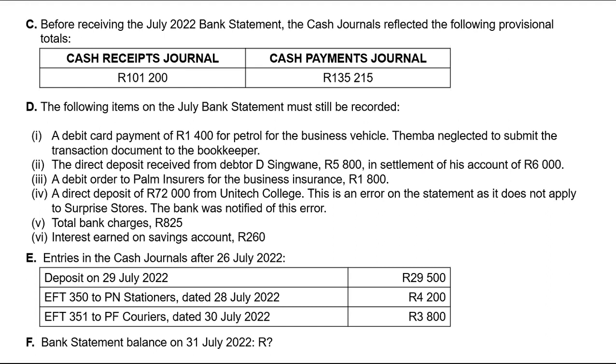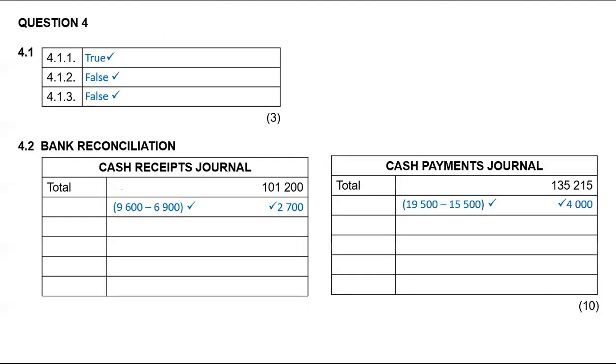All right, now we are given the totals. I've already entered the totals in my cash payments journal and my cash receipts journal. And they say the following items on the July bank statement must still be recorded. So these are in the July bank statement. To record them, we either record them in the CPJ or in the CRJ. A debit card payment of 1,400 for petrol for the business vehicle. Temba neglected to submit the transaction document to the bookkeeper. So that will be recorded in the cash payments journal.